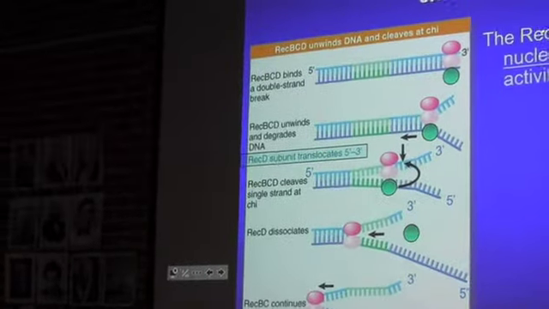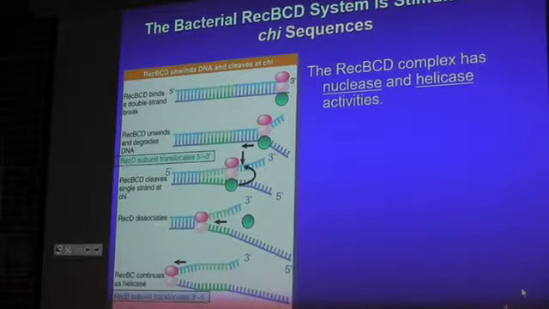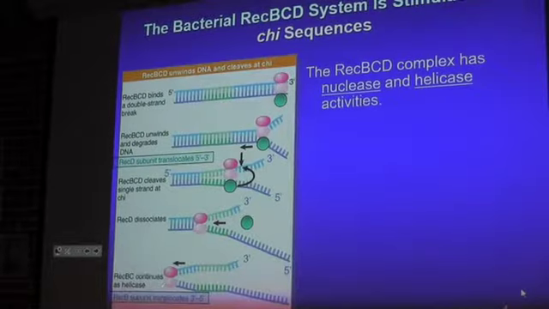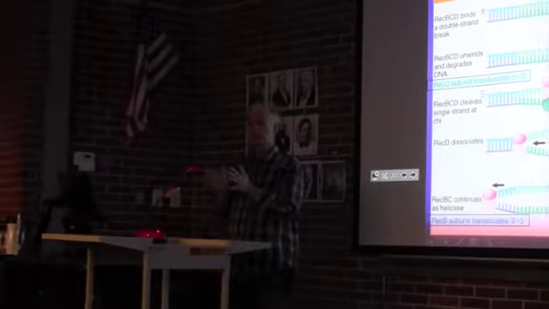RecBCD, no A here. RecA we'll learn about, it's part of this eventually. But so what's the deal? The overview from 30,000 feet is this thing prepares the 3' protruding end for recombination. This works in bacteria, and that's its function in recombination. It prepares the 3' end so that it can undergo strand exchange.